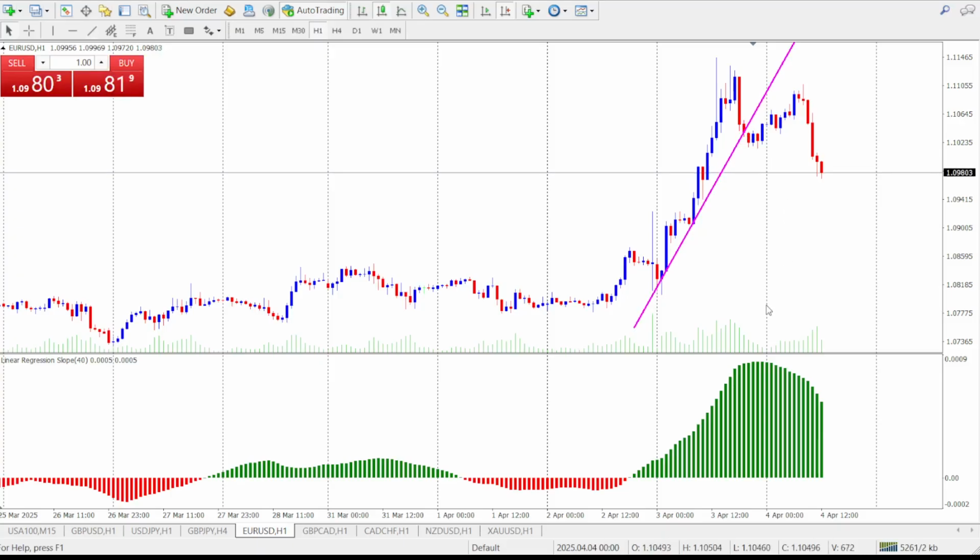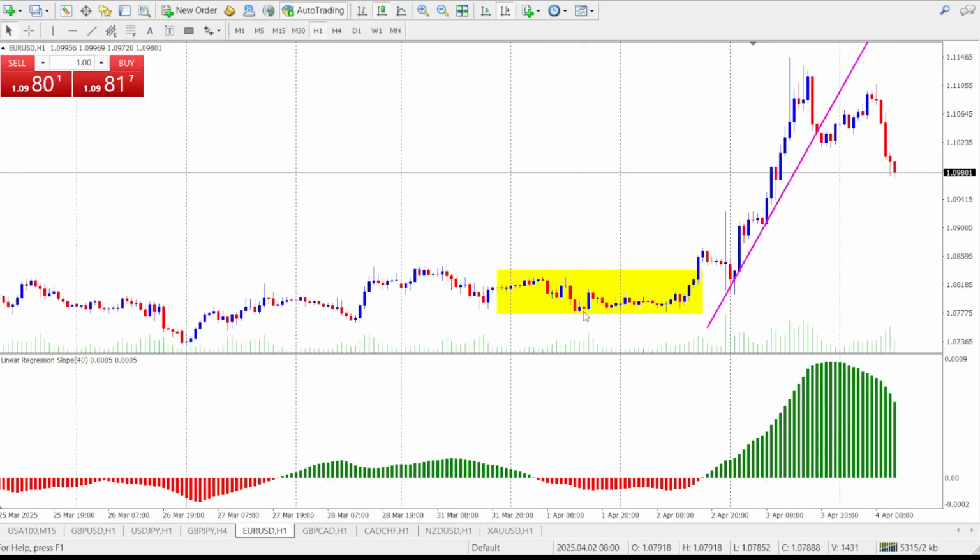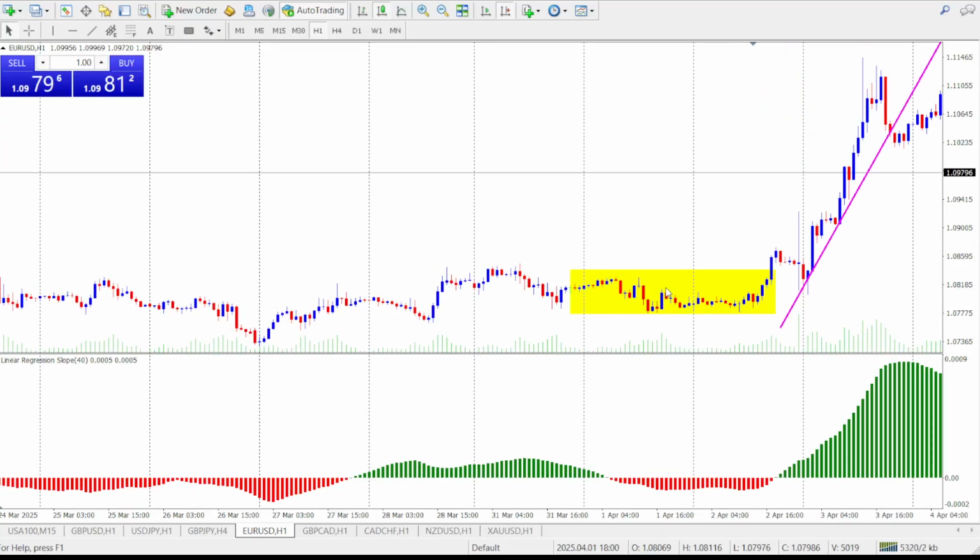On the other hand, if the bars start to shorten, it's a sign that the momentum is slowing down. You can see here when we had short red bars, it shows that the bearish momentum was weak. And when you notice such a thing, it could mean that a possible reversal could happen.